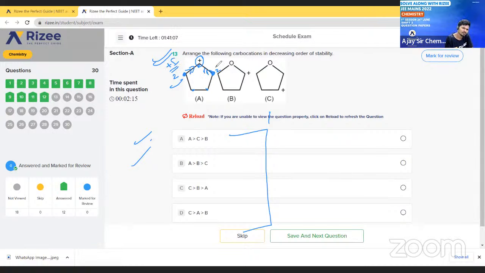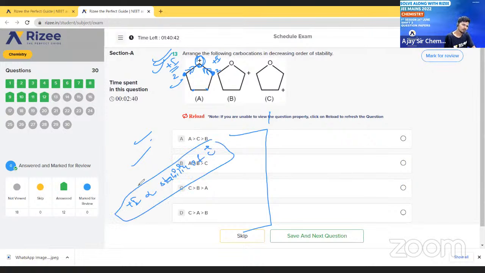So what will it do? It will donate electrons to this carbocation. Carbocation means an electron deficient species. Its electrons are less. So see here, a plus I group is present. Plus I effect is always directly proportional to the stability of the carbocation. Very simple and important formula. You have to remember it.